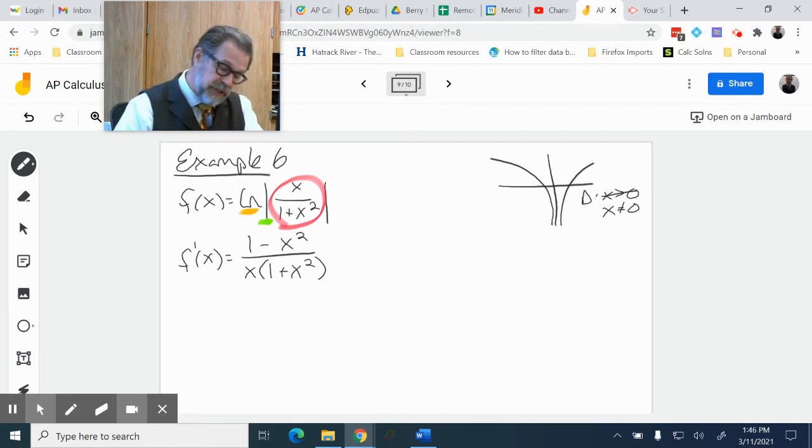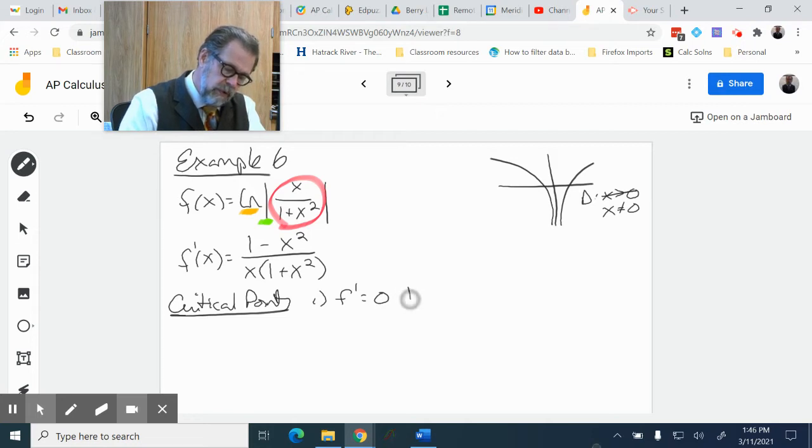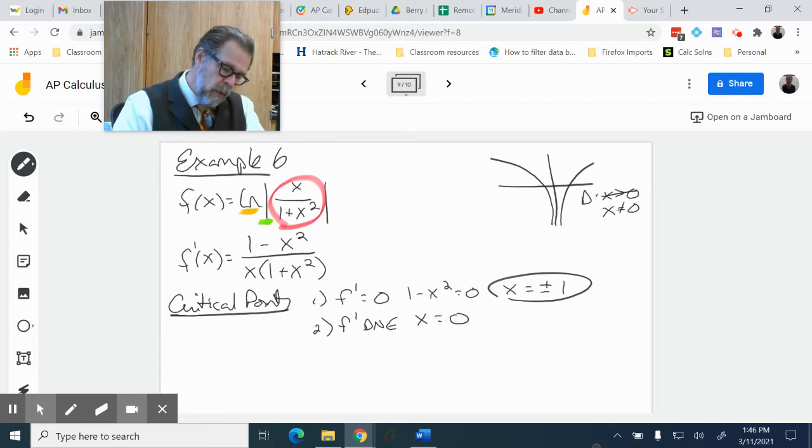All right, let's take a look at critical points. 1, f prime equals 0. Well, clearly, f prime only equals 0 when 1 minus x squared is equal to 0, which means that x equals plus or minus 1. There's 2 critical points. 2, f prime does not exist. Well, if x equals 0, then this will not exist. But 1 plus x squared is never 0, so that's the only place that this doesn't exist.